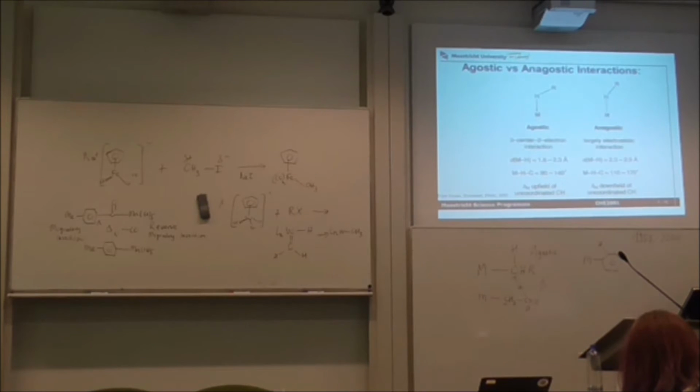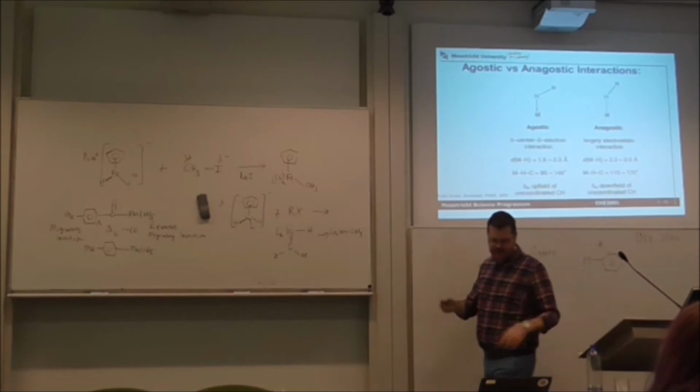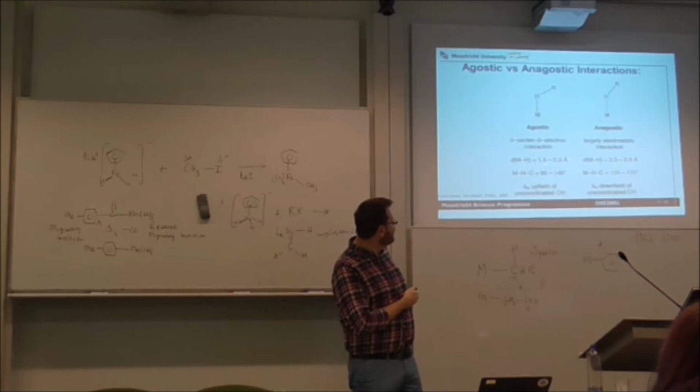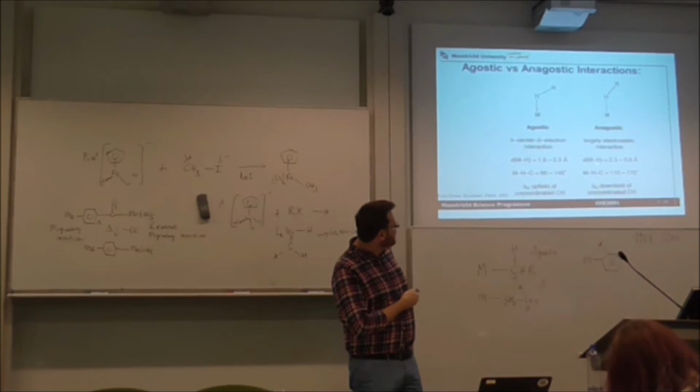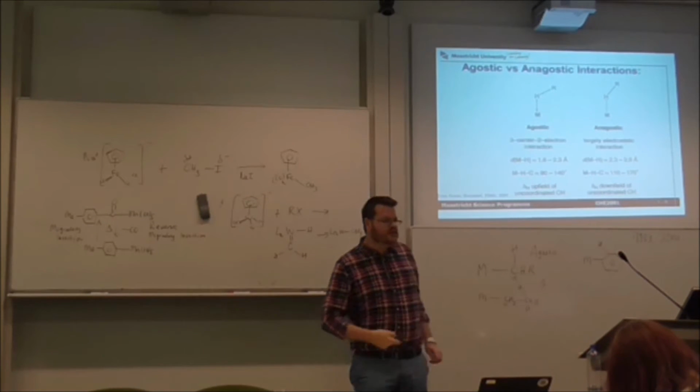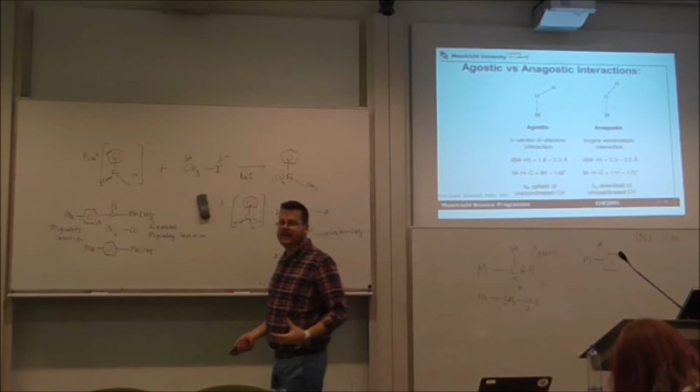The consequences for the lengths, right? So we have a certain range that we can use to classify an agostic interaction, the distance between the metal and the hydride. Anagostic interactions tend to be much weaker because they're electrostatic.